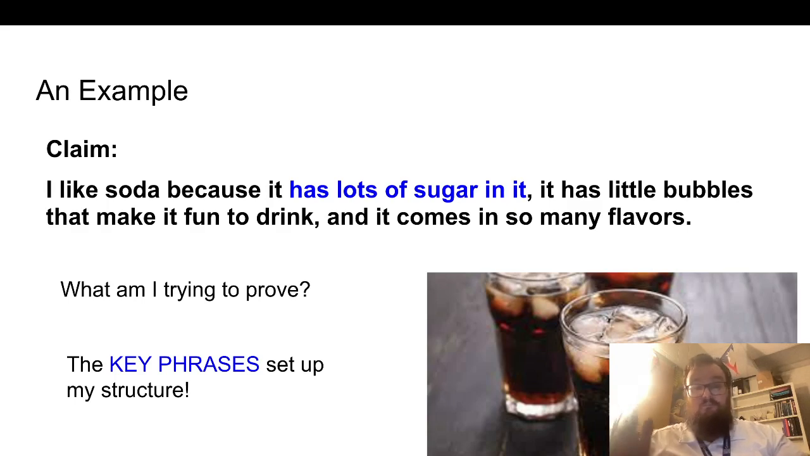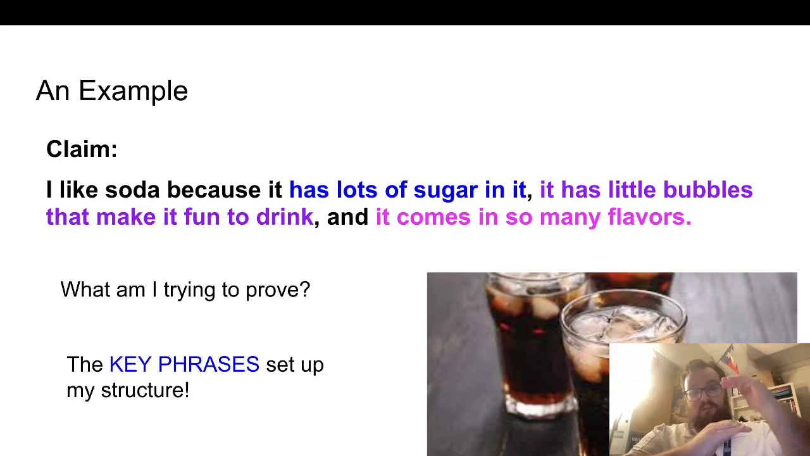I just Googled some random facts. You don't have to cite anything in essay one, and you shouldn't really be quoting, but you can look up facts, and you'll see what I'm talking about. My next one, it has bubbles that make it fun to drink. That's my next key phrase. I expect an entire paragraph about bubbles in soda. And then the last one is, it comes in so many flavors. So those are the threads that are going to be running through my essay. The first one, second one, third one. That's the reason, the formula.